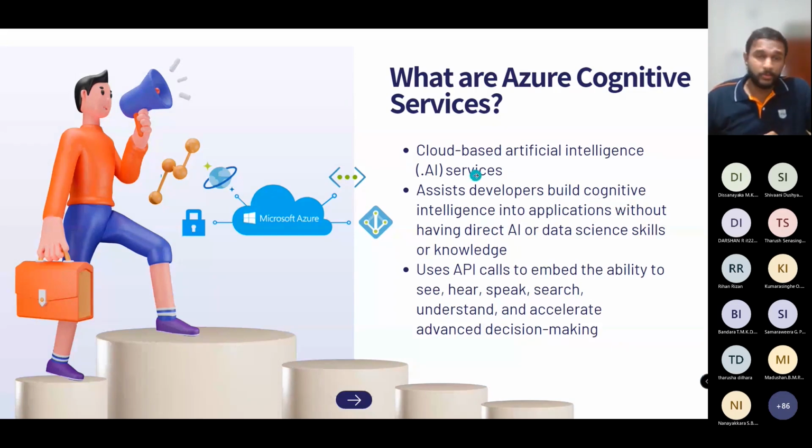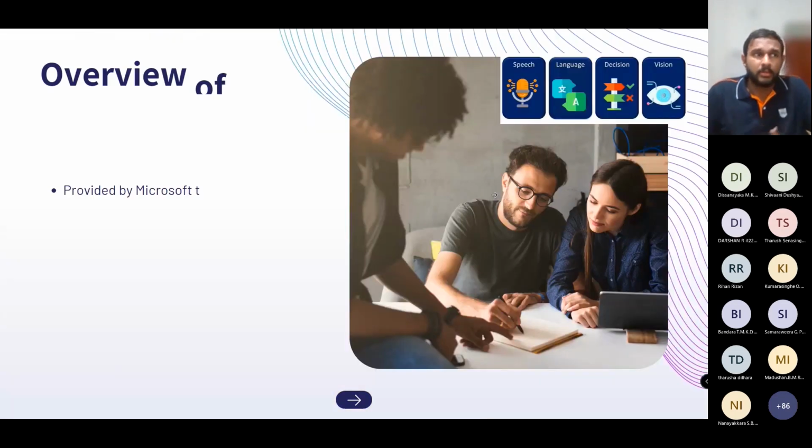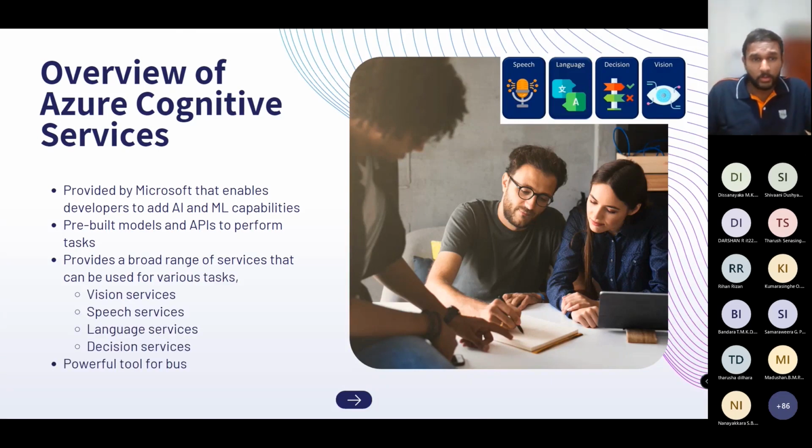Let us move on to the next slide. So if I give you an overview of Azure Cognitive Services, it is provided by Microsoft. You have to remember this is provided by Microsoft. This enables developers to add AI and machine learning capabilities, as I previously mentioned. Azure Cognitive Services is a suite of cloud-based services provided by Microsoft. This allows developers to incorporate AI and machine learning capabilities into their applications without requiring extensive knowledge or resources.